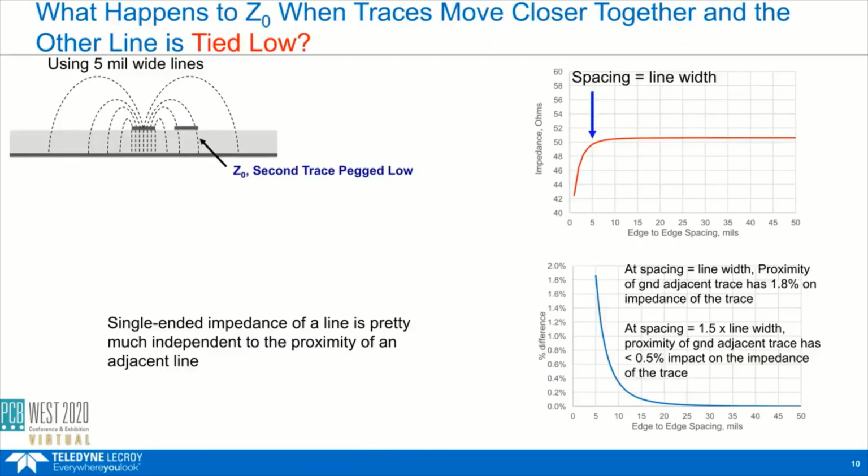So here we have that case of that single-ended line that we were looking at before. It's got all of its fringe field lines out there. And now we're going to bring another line, an adjacent line, in from far away.